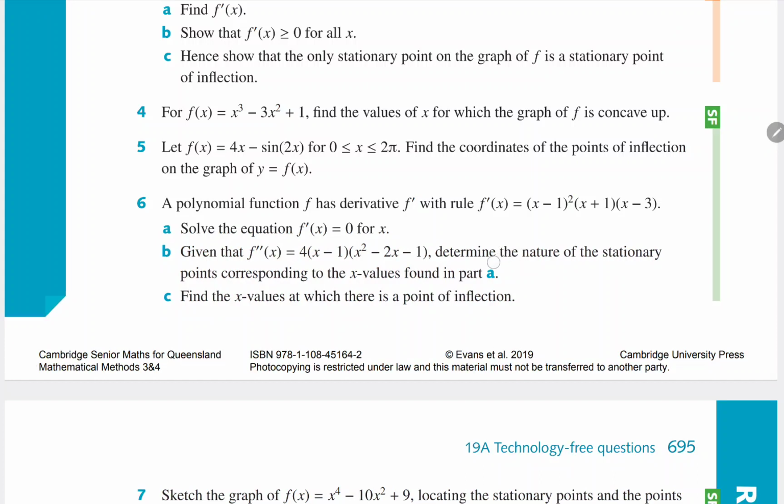Next is question 6. Polynomial function f has a derivative with that rule there. Solve this equals 0, and given that the second derivative equals that, determine the nature of the stationary points corresponding to the x values and find the x values at which there is a point of inflection. This question is really not hard. They give you, so solve f dash equals 0, I can tell x would be, based on this, each of the factors would be 0, so that would be 1, -1, and 3.